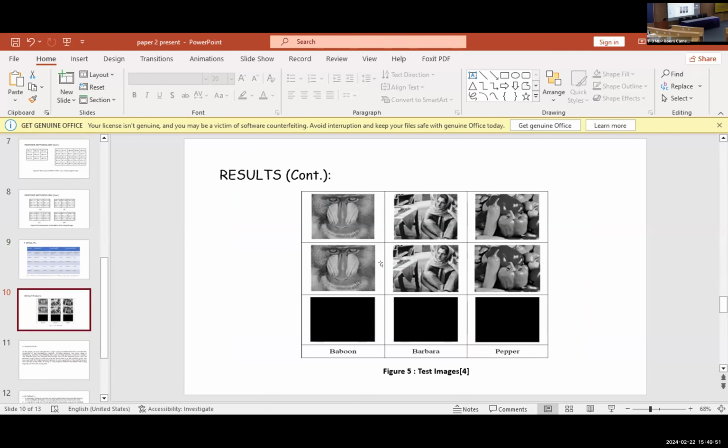Here you can see the test images that I have used in my experiment. The first row is the original images. The second row is the recovered images that the receiver recovered at the receiving side. And the black images in the third row depict the difference images, the difference between the original image and the received image. Here you can see the difference image is all black because there is no difference between the original image and the recovered image. That means we can easily recover our original image at the receiver side as well as the secret data.